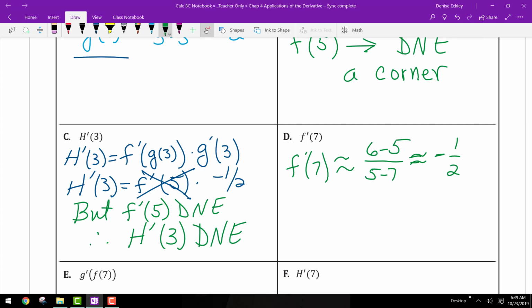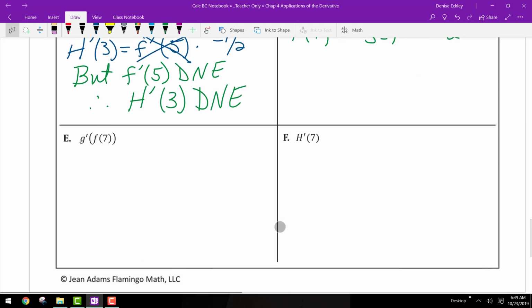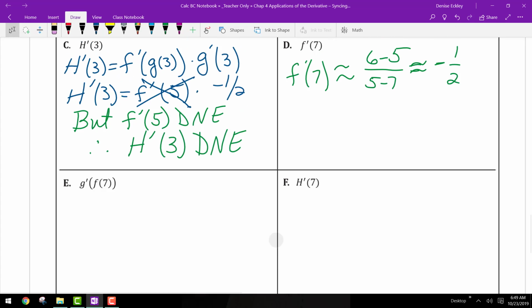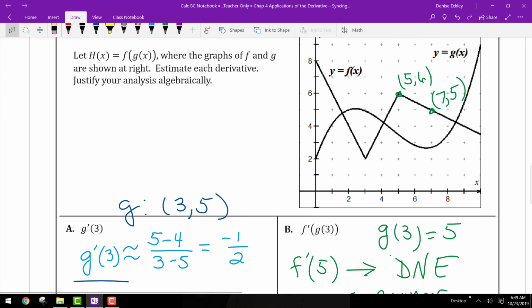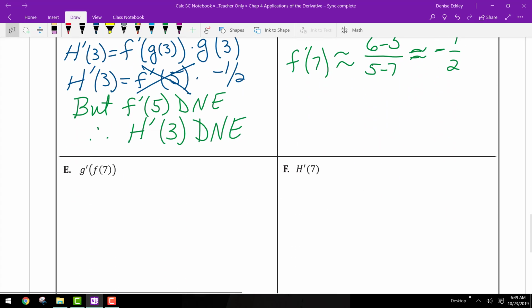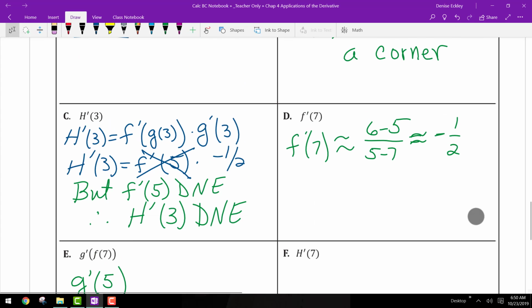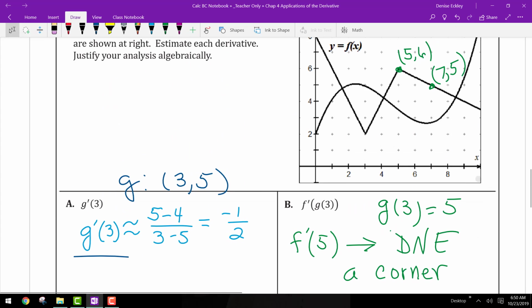Okay, the next one is g prime of f of 7. So we know what f of 7 is. f of 7 is 5. So we're really looking for g prime of 5. So we're going to use the same idea. Now g, we'll probably have to draw a tangent line because we're on a curve and not on connected lines.